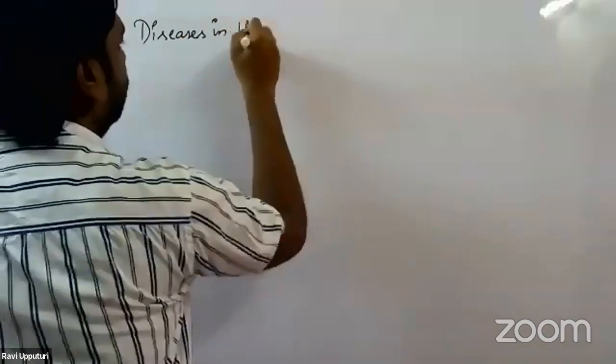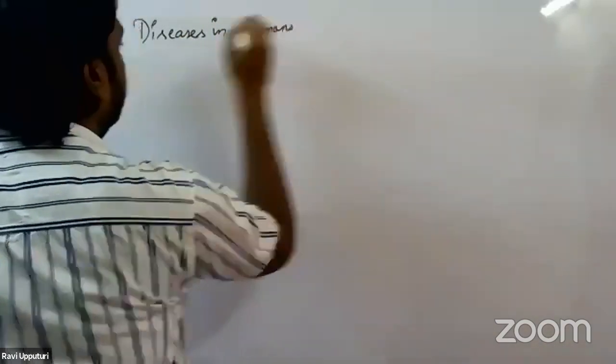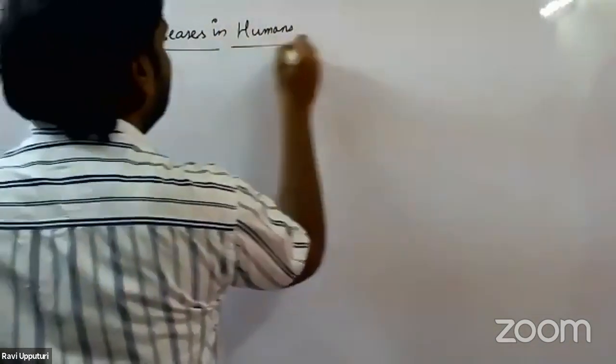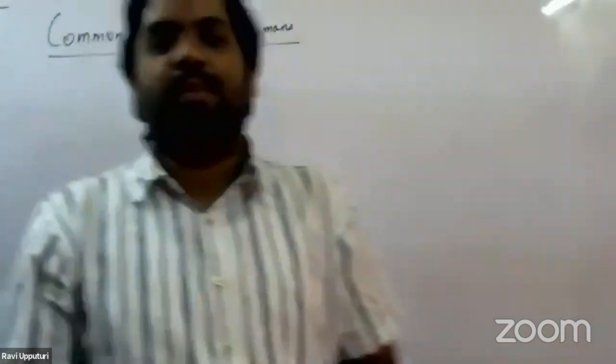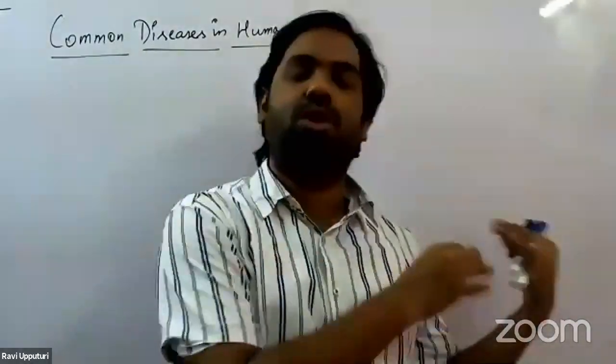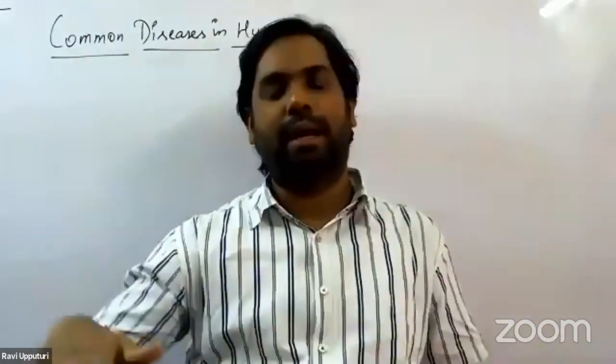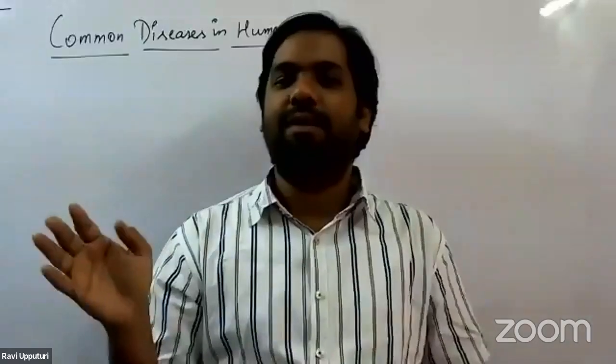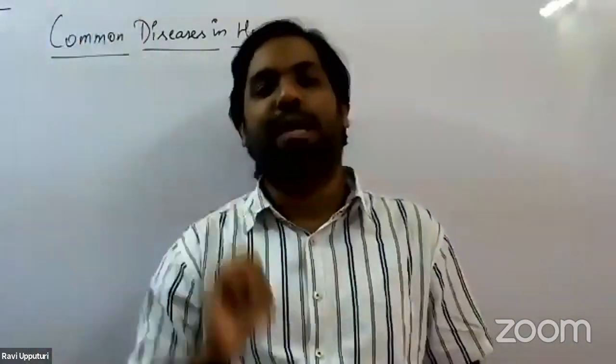So we'll be taking up common diseases in humans, right? As I've already said, there are a lot of organisms which are responsible for bringing about some sort of diseases in humans. And I also said that all of those organisms or pathogens which cause diseases belong to these 5 major groups.